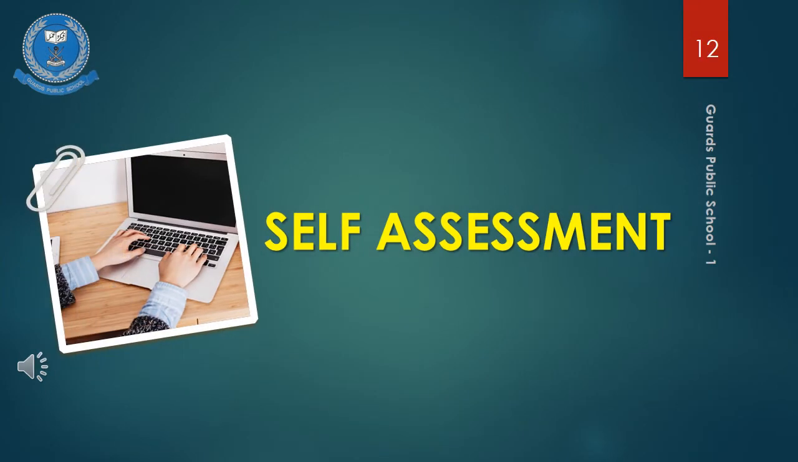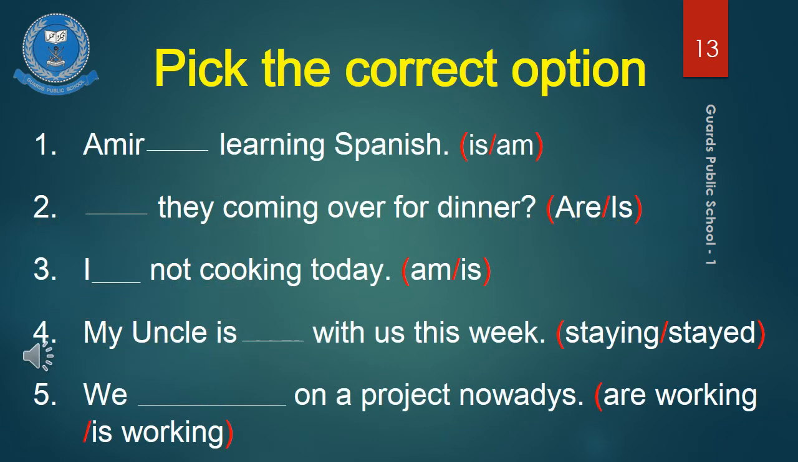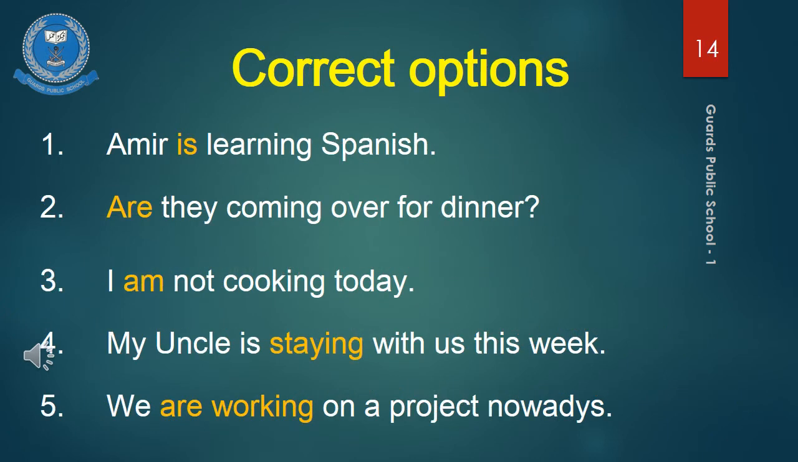Let's do our self-assessment to get to know how much we have learned. Students, you can see 5 sentences. You just need to figure out the correct option out of 2 given at the end of each sentence. I know you can. Your time starts now. Here are the answers. I'm sure you have figured out all the correct ones.